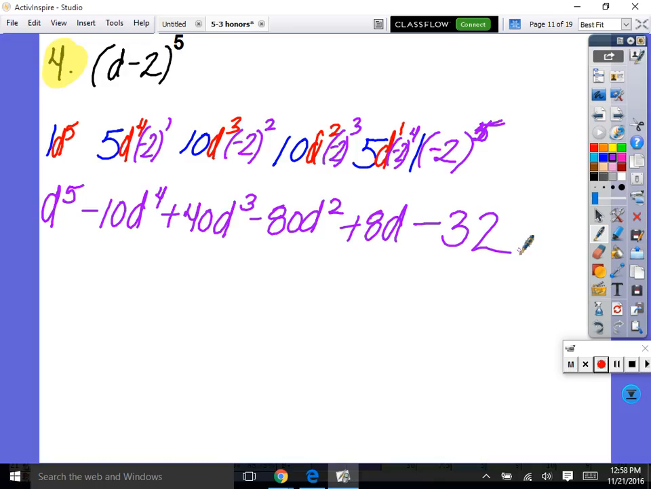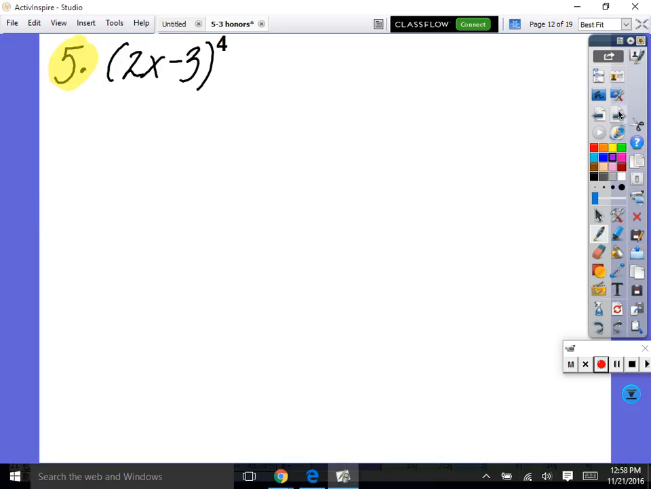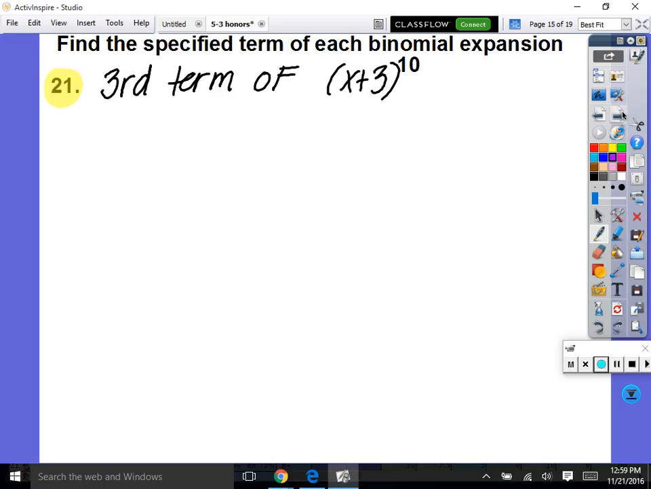Everybody feeling good? Do you feel like we need to do this one with a 2 on an x and a negative 3, or is it the same? It's the same idea. The 2 will be 2x to the 4th, 2x to the 3rd, so you'll have to distribute and raise the 2 to the power as well. Do you get what I'm saying, everybody? And then let's do one with an i.